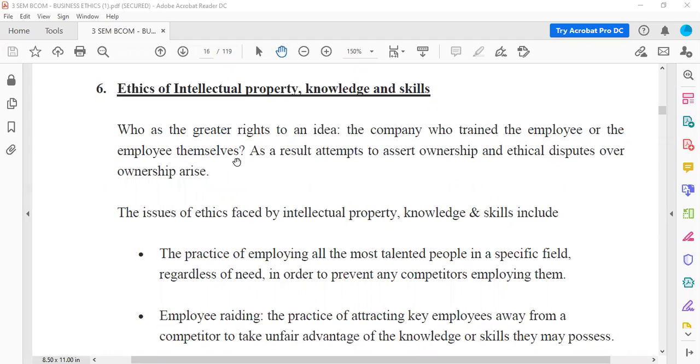Who has the greater rights to an idea? The company who trained the employee, or the employee themselves? As a result, attempts to assert ownership and ethical disputes over the ownership arise. Now what will happen sometimes, let's say a person A has found out a new equipment. Okay, that A would have found the equipment by himself.